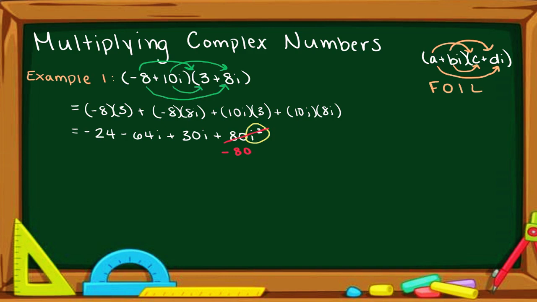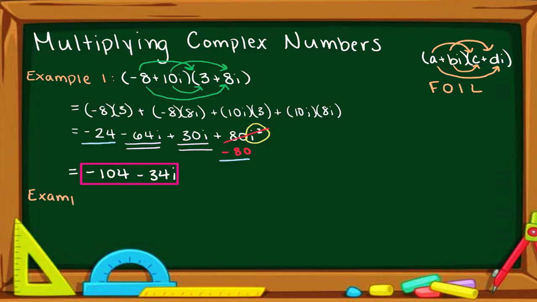And now we can identify our like terms. Negative 24 and negative 80 are like terms, and negative 64i and 30i are like terms. Combining these gives us our final answer of negative 104 minus 34i.